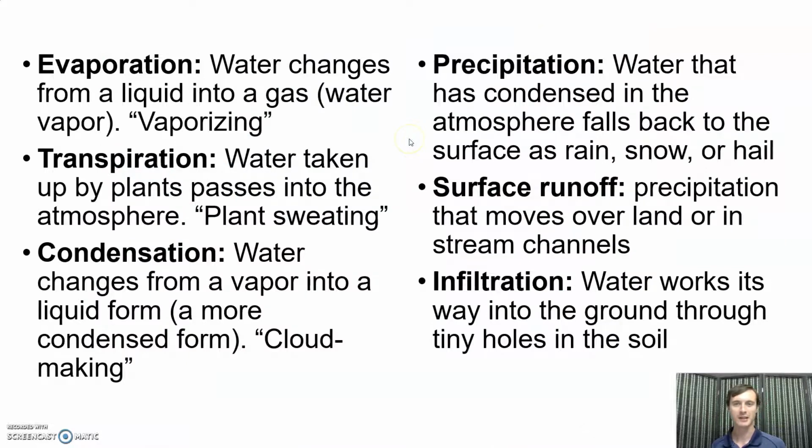Now, I have a list of key terms here. I'm going to assume you're familiar with evaporation, condensation, and precipitation. Transpiration, I like to think of as plant sweating. So plants use moisture and water, but they return it right back to the atmosphere. It's not lost from the system.